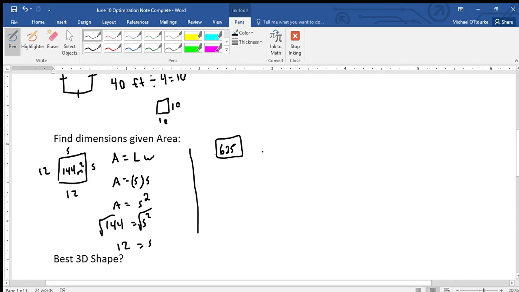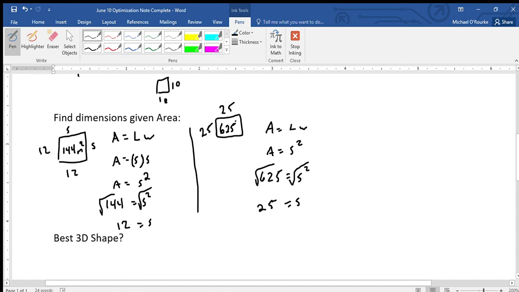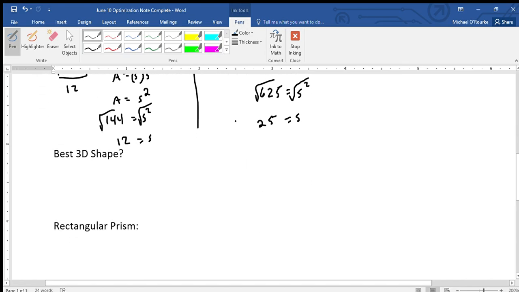Now for people who unpause it or chose not to pause it, area equals length times width. Area equals side squared. 625 equals our side squared. Take the square root of both sides. Side is going to be 25. So my shape will be 25. Let's erase that. My shape is going to be 25 by 25. Okay. So that's how we're kind of doing our 2 dimensions.